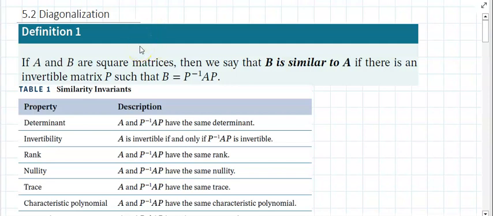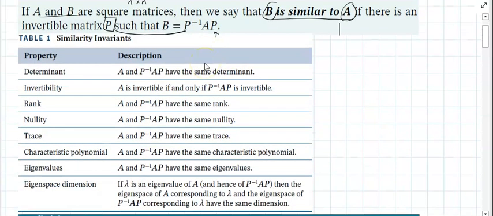In this section, 5.2, diagonalization, they start with similar matrices, and they have this definition that I want to elaborate on. Let A and B be square matrices, the number of rows equal the number of columns. Then we say that B and A are similar if there is an invertible matrix P such that you could write B as P inverse times A times P, in that order.